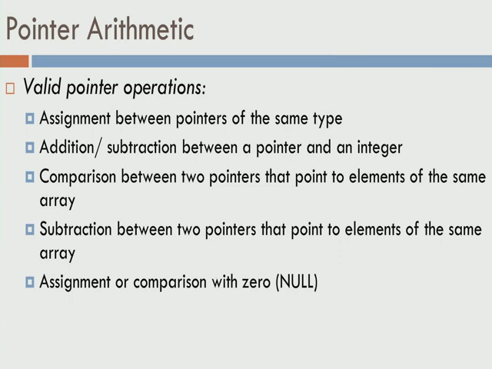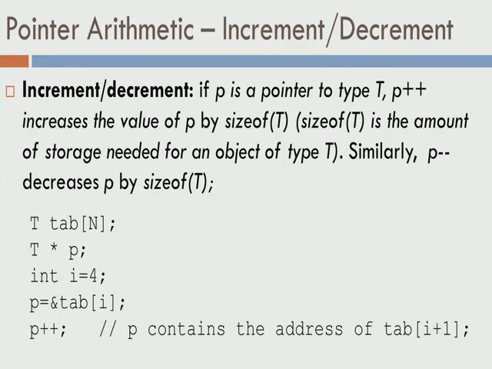However, C allows you to do that. You can compare two pointers that point to elements of the same array. You can even subtract two pointers. We will see a small example at the end of this module, and you can assign and compare. So these are several things that you can do with pointers. Let us see each one one after the other.